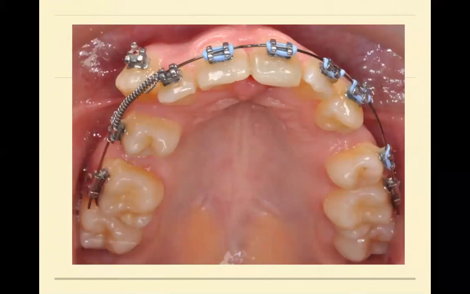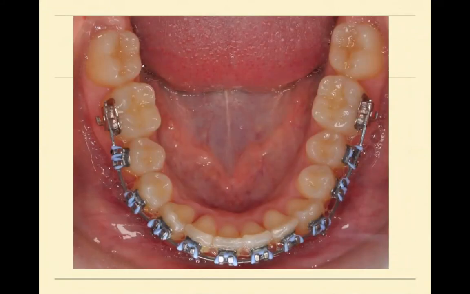Now, because we have a midline shift on the upper to the right side, we decided to extract upper left 4 and upper right 5, because the midline is going to the right side and we need the midline to go to the left. But at the same time, on the right side, we need space to align the canine. That's why we have a push coil here in which we will push. And as a result, the 5 will go back, creating a space for the canine. And at the same time, the whole dentition will go to the left side to the space of the extracted upper left 4 and correct the midline.